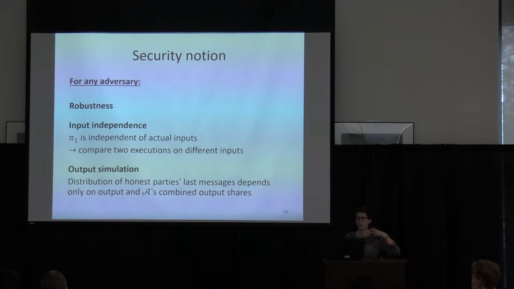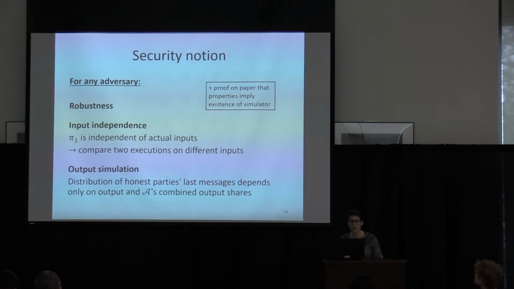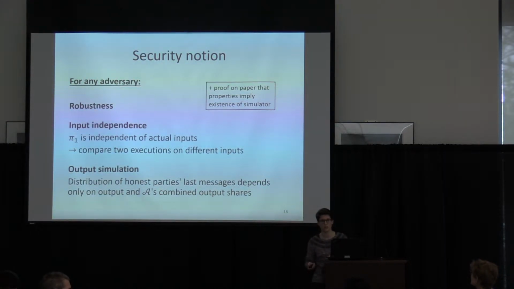Okay, so what we did is we formalized those 3 properties in EasyCrypt, and then also proved that the protocol that we consider has these 3 properties. But this is not yet the standard simulation-based security definition. So we also provide a proof on paper. This is a pen and paper proof that if a protocol has these 3 properties in this special form, then there exists a simulator for it, following the standard security definition.